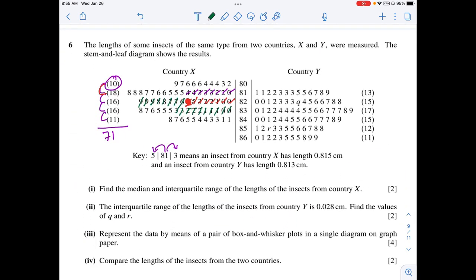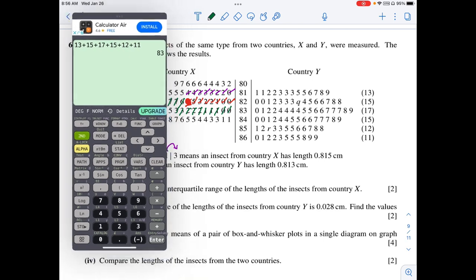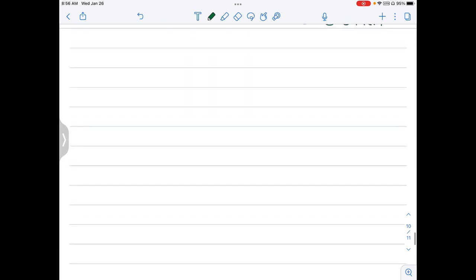So for Y, how many terms are there in Y first of all? 13 plus 15 plus 17 plus 15 plus 12 plus 11. There are 83. So there are 83 terms for Y. 83 plus 1 by 2, which is 84 by 2, which is nothing but what? The 42nd term. The 42nd term is going to be the median.